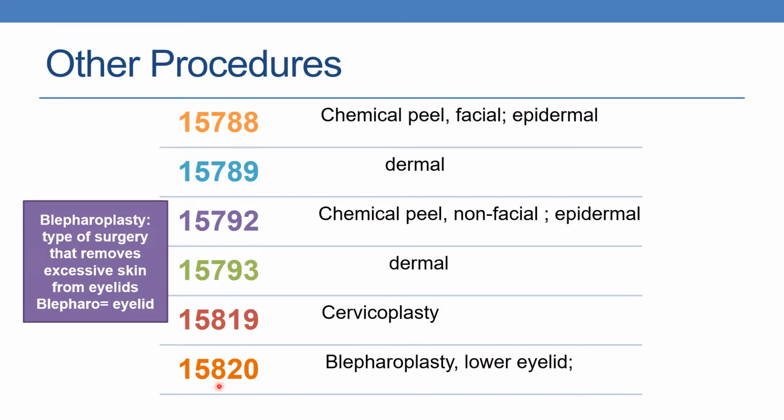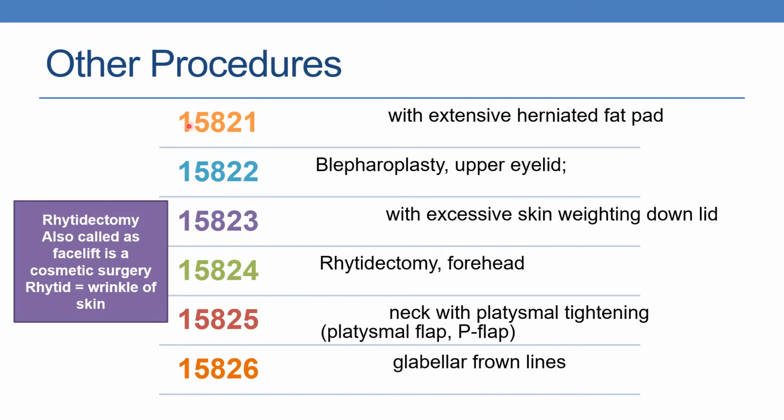The next is 15820 blepharoplasty lower eyelid. Blepharoplasty is nothing but a type of surgery that removes excessive skin from the eyelids. Blepharo means eyelids. The root word blepharo means eyelids. Next CPT is 15821, blepharoplasty lower eyelid with extensive herniated fat pad. The next is 15822 blepharoplasty upper eyelid. The next is 15823 blepharoplasty upper eyelid with excessive skin weighing down lid.